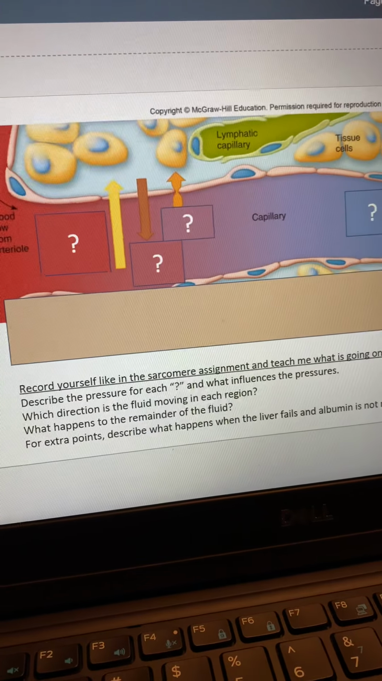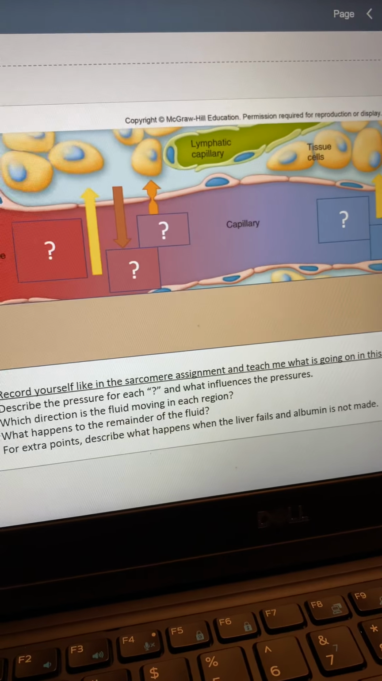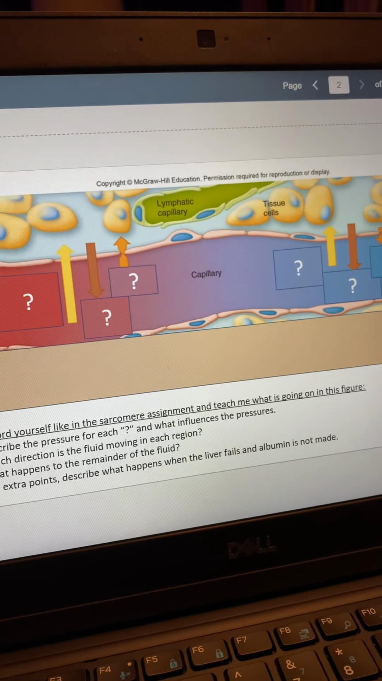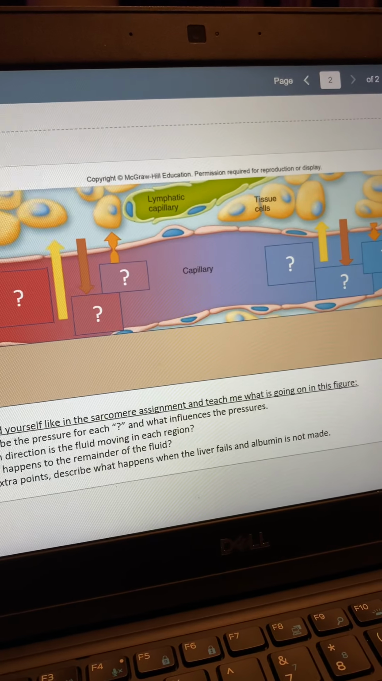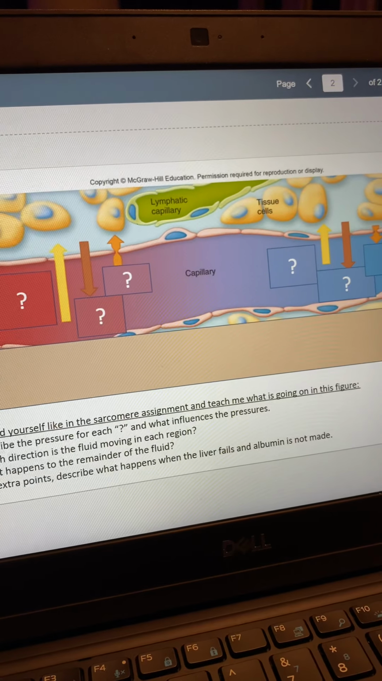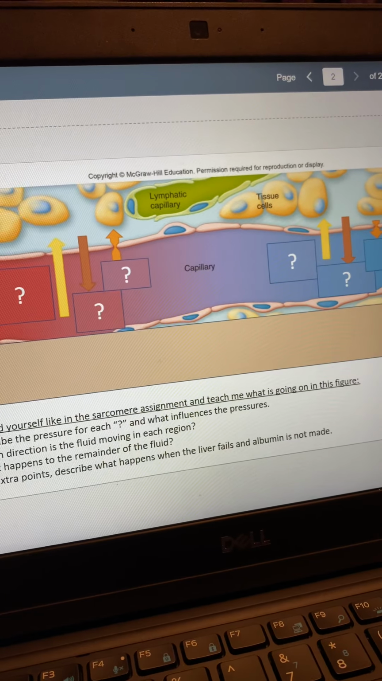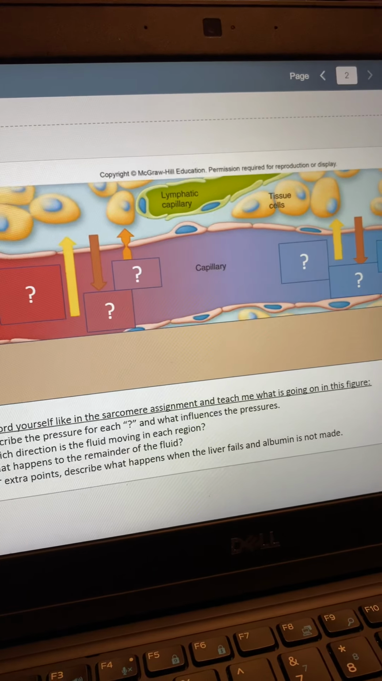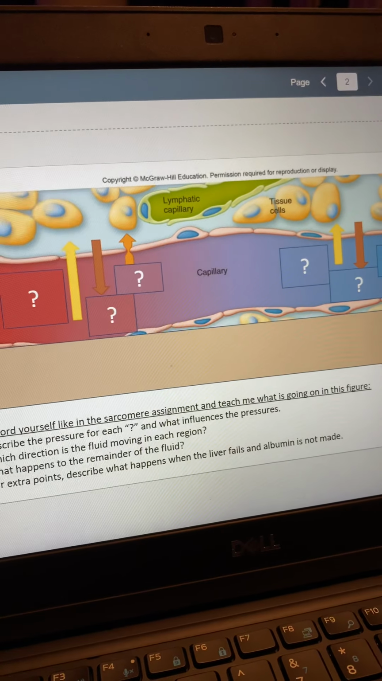For extra points, describe what happens when the liver fails and the albumin is not made. If the liver fails and albumin is not made, I'm not sure, but I would guess that there'd be way less osmotic pressure on both sides of the capillary.